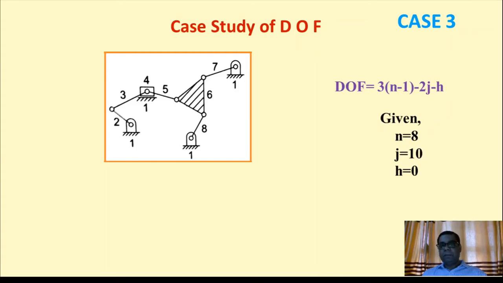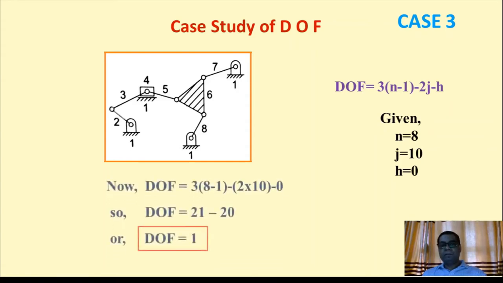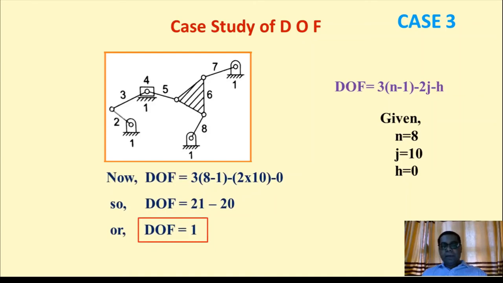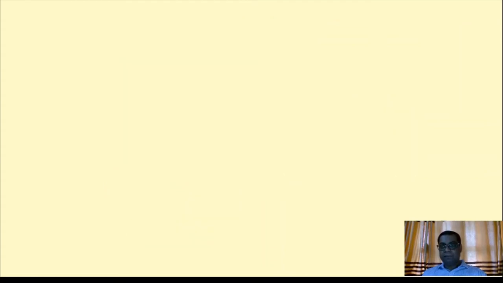Can you solve this problem? If you want to try, then pause this video over here and proceed forward. Otherwise, no problem, you can go through. So the degree of freedom is 3 into (8 minus 1) minus 2 into 10 minus 0. So obviously again we are getting the net degree of freedom of this system equal to 1.